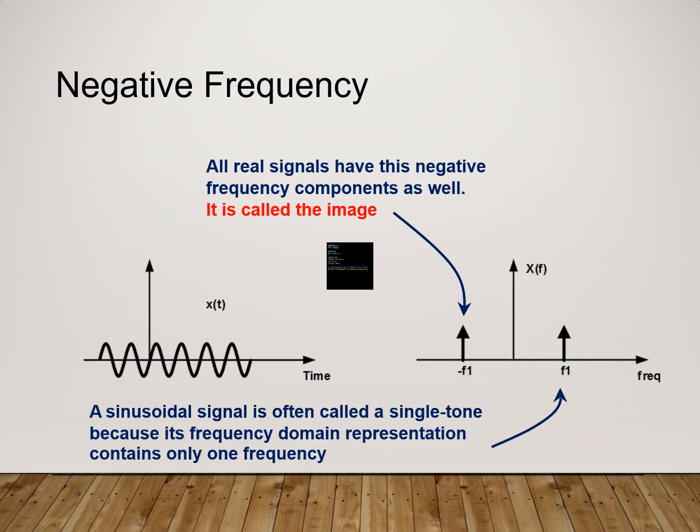In previous lectures, we spoke about negative frequency. All signals have these negative frequency components as well. It's called the image, and a sinusoid is often called a single tone because it has one frequency, but also plus the image.